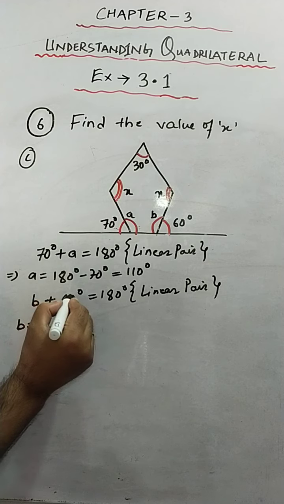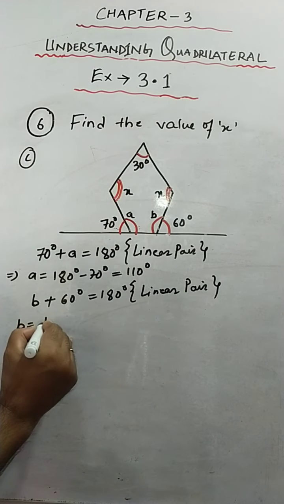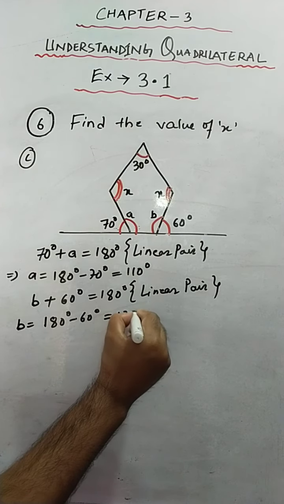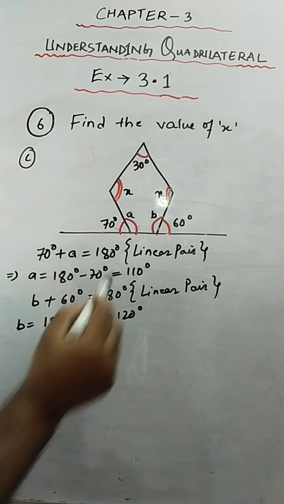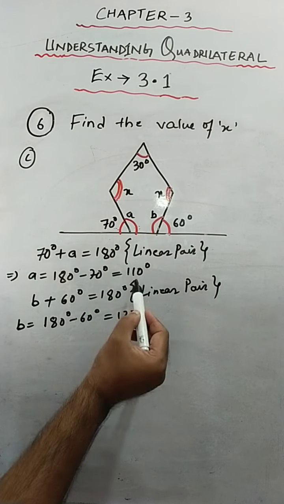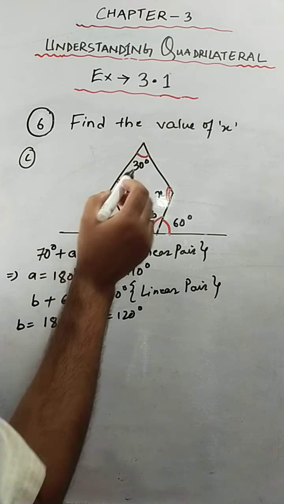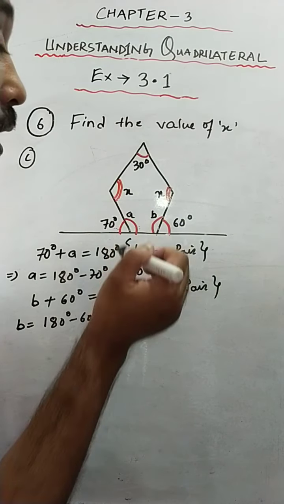That means we have to transpose the 60 towards 180. That is 180 minus 60, that would be 120 degrees. Okay, now B value is 120 degrees, A value is 110. Now, do we know that the sum of the interior angles of a pentagon is what?